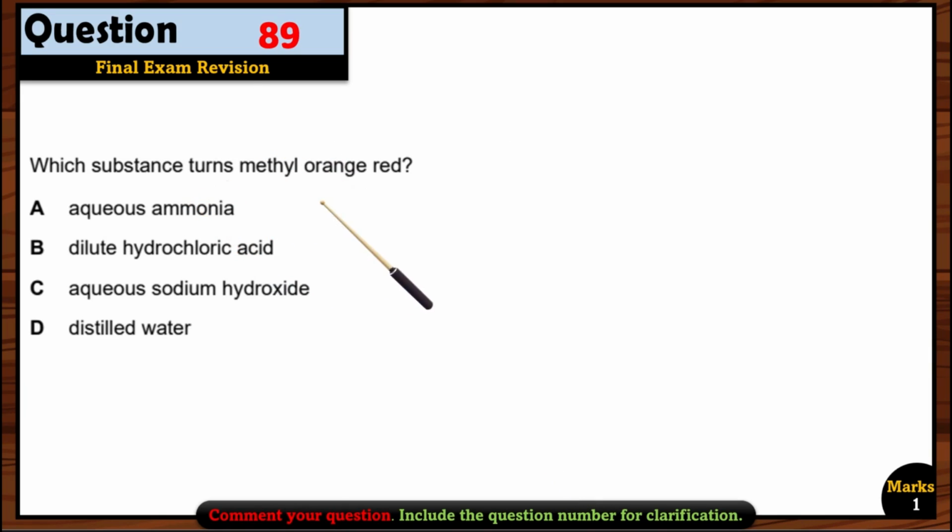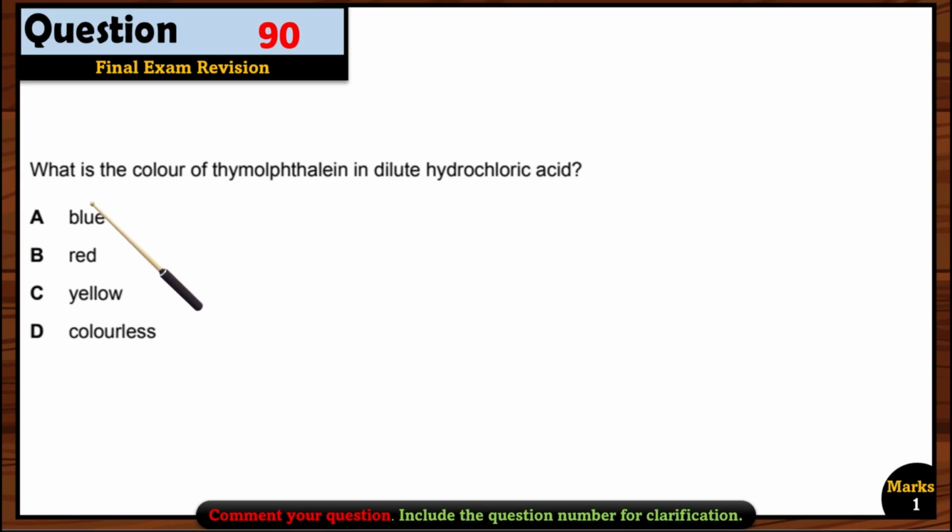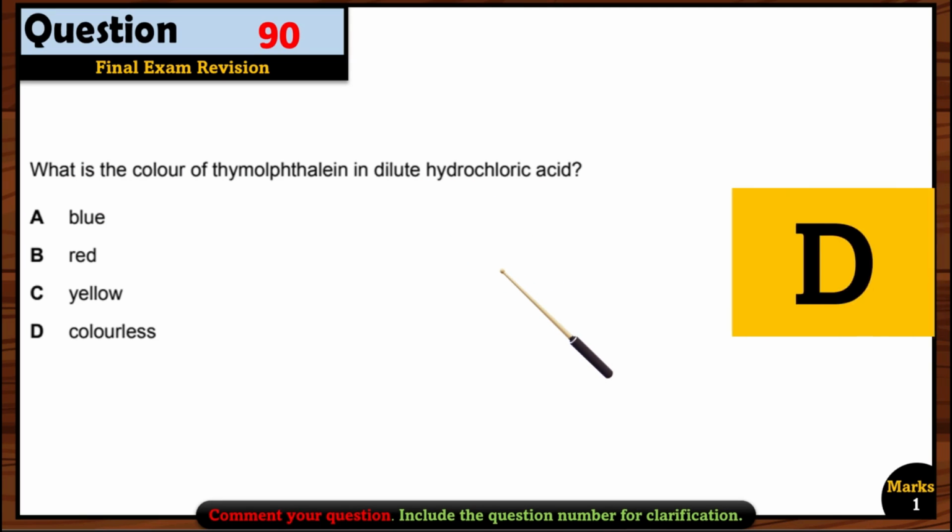Okay, let's see question 89. Which substance turns methyl orange red? Of course, it should be acidic in nature. So where can we find the acid? Ammonia is not acidic. Dilute HCl, yes, it's acidic in nature. So option B is the right option here. What is the color of thymolphthalein in dilute HCl? Again, it should be colorless because thymolphthalein gives no color in the acid. So D option is the right one.